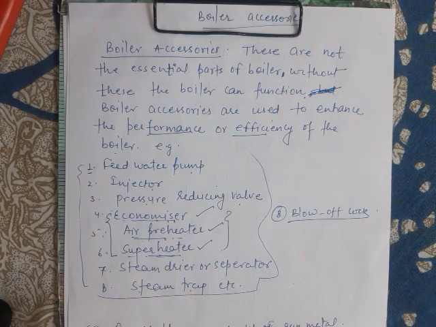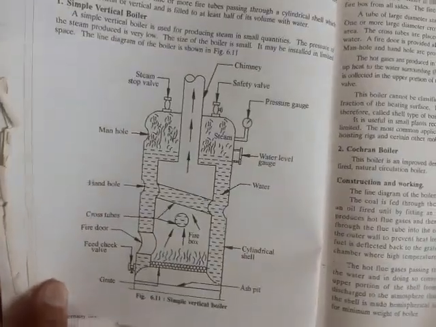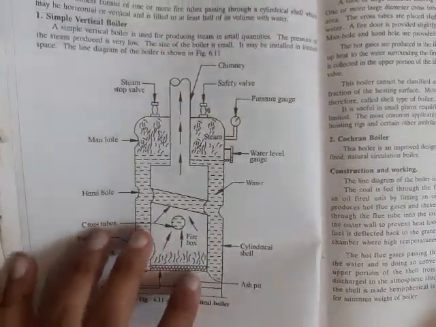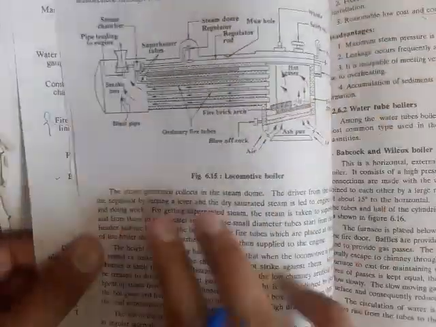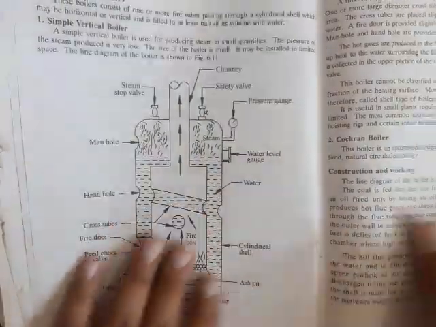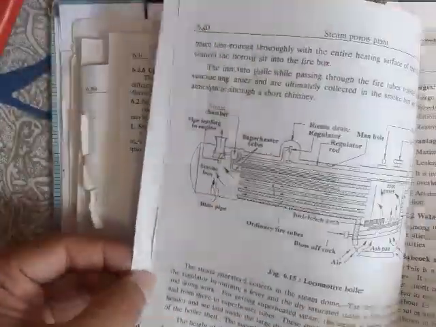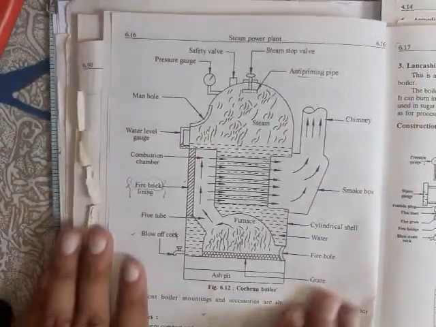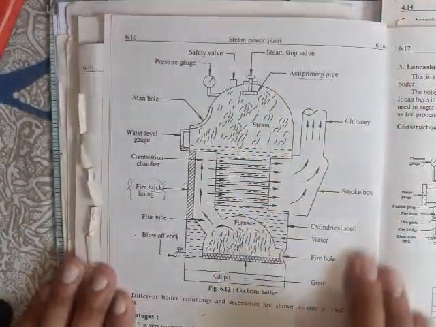So let's observe all the boiler mountings and accessories whatever we have seen with the help of a simple boiler. I am observing over here a diagram of a simple Cochran boiler. Please note, this is the simple Cochran boiler. Please note simple Cochran boiler.